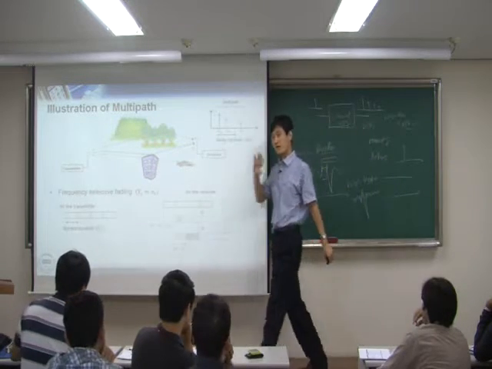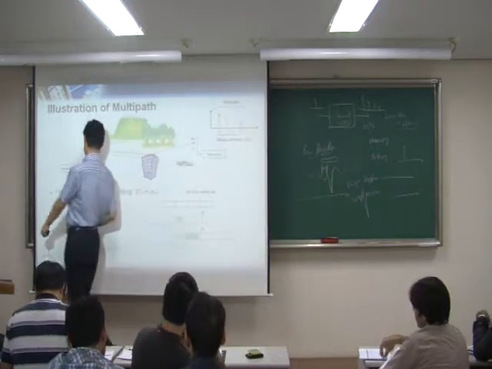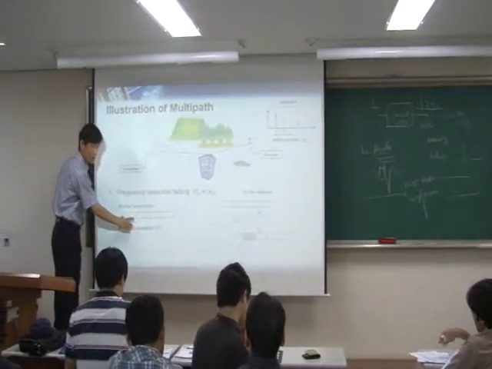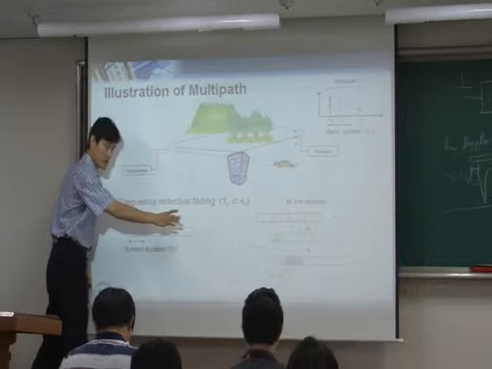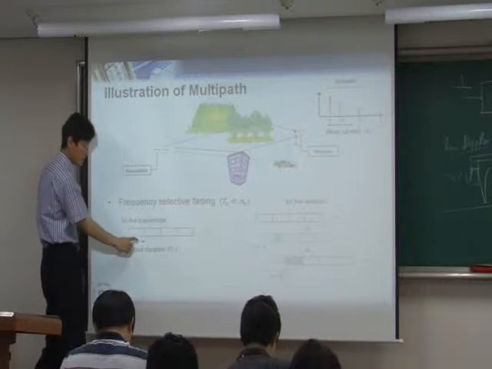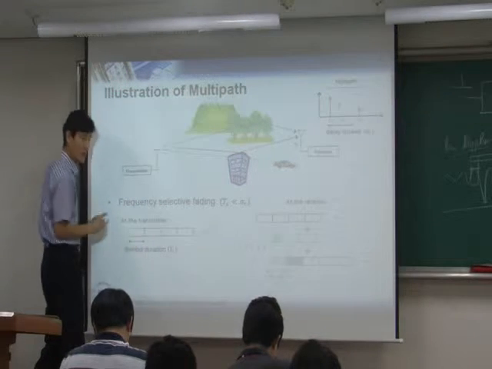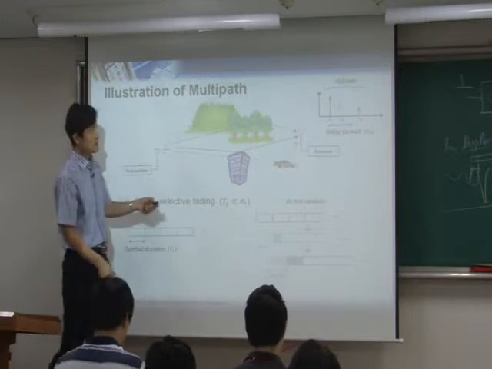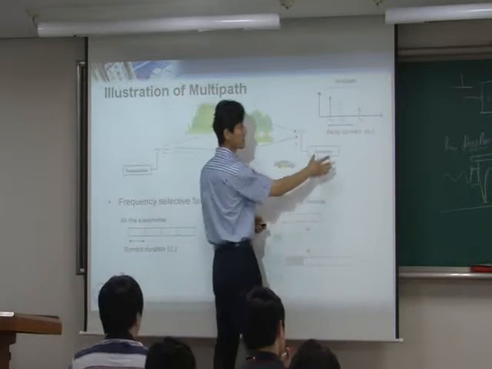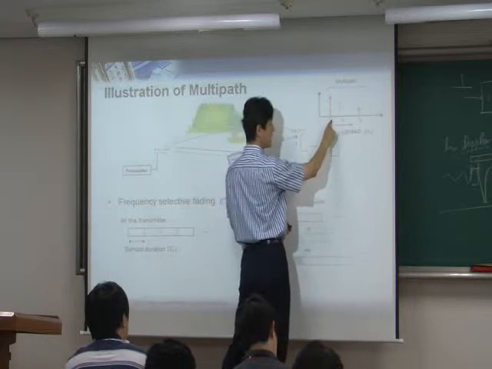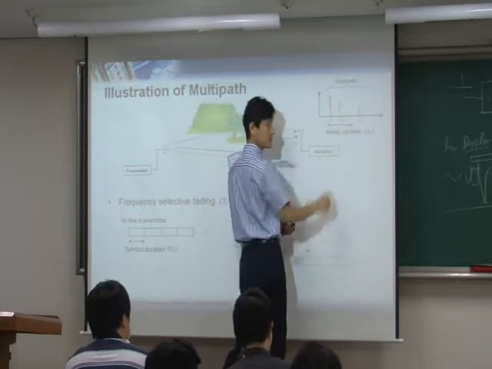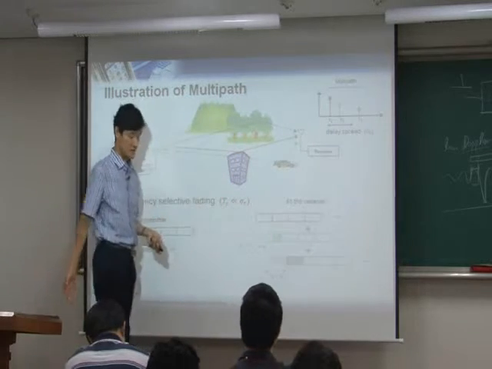Let's think about another condition where your symbol duration is pretty short. In this case, the transmitter is transmitting multiple symbols as we did before, but this symbol duration is pretty small. Compared to that, my delay spread is pretty large. I have 3 different paths, but I have this much of delay. Now think about this condition.